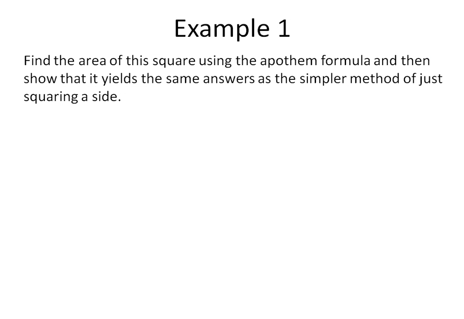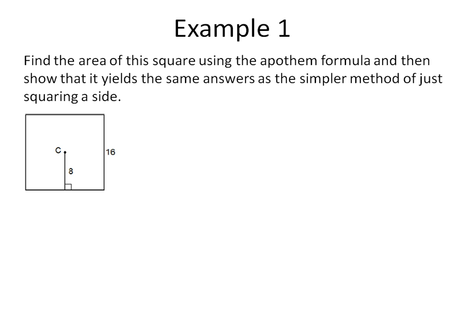Okay, example 1. Find the area of this square using the apothem formula and then show that it yields the same answers as the simpler method of just squaring a side. Know that it's much simpler to square the side to get the area of a square, but what we're doing here is developing the habits that we need in order to deal with things that have more than 4 sides. So that's what we're going to do, is we're going to do it this way to prove that it works. Okay, so here's what we have.